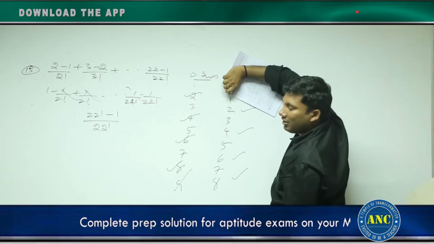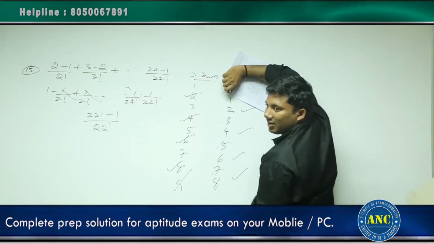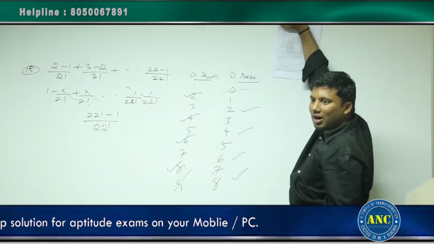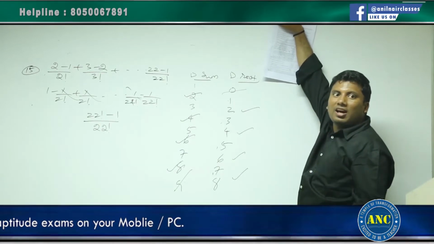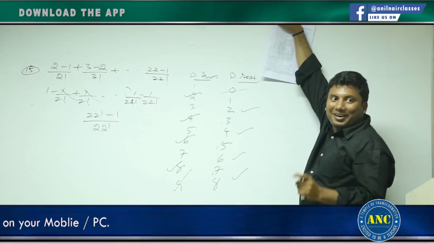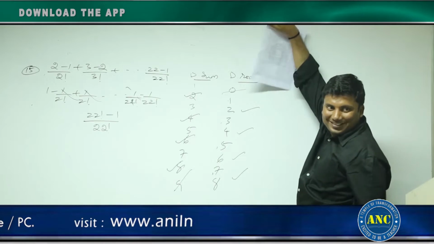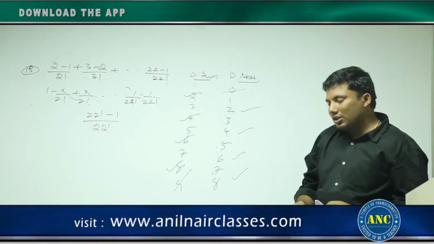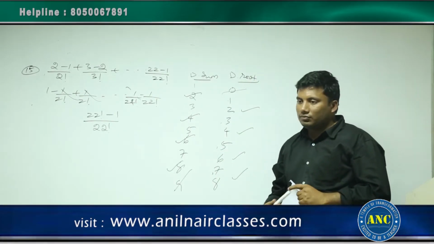How many will be odd? 1, 3, 5, 7. How many will be odd? 4 odd, 4 even. 0 is neither even nor odd. So depending upon the usage, the answer also may change. 0 is neither even nor odd.